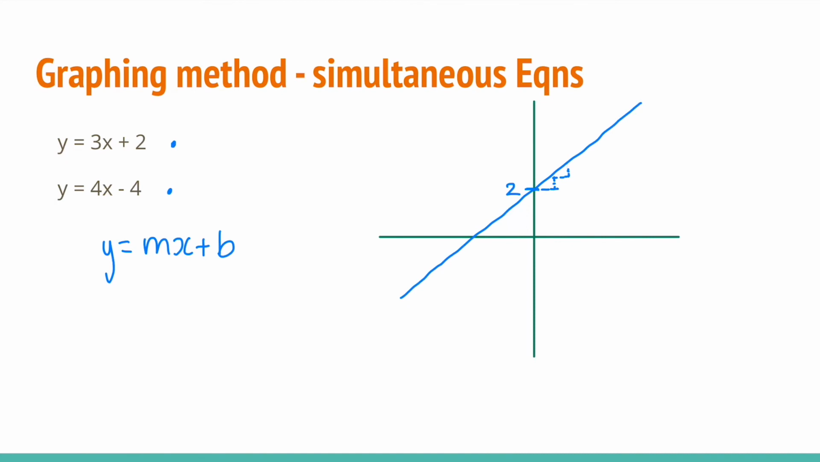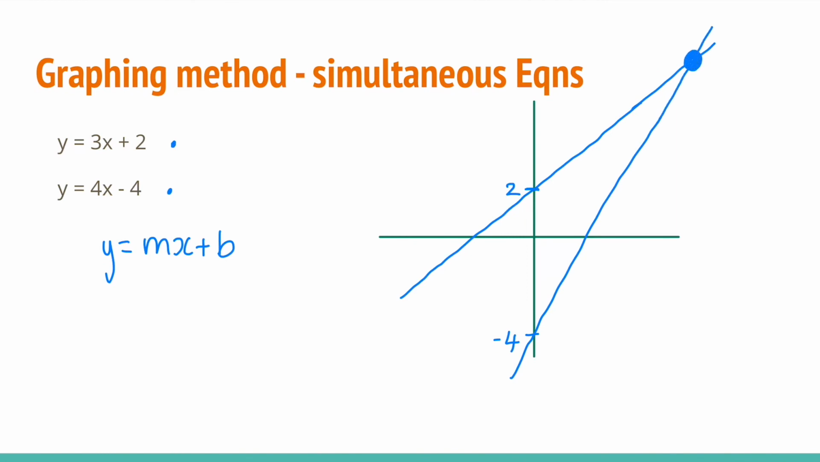Then you've got your second one, which is a y-intercept of minus 4. And this one has a gradient of 4. So it's a steeper gradient on this one. So something like this. On this one, every 1 across, you would go up 4. And at some point, these lines will then cross.